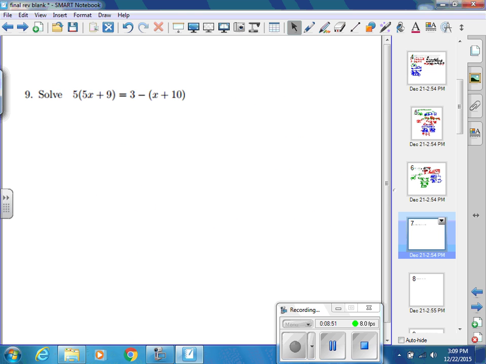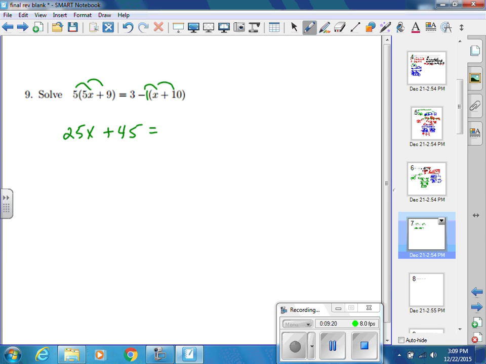Alright, number 9 is asking us to solve. Okay, so looking at this, I'm going to solve for x. I got some stuff to do before I can do that. So, to do that, I need to distribute that 5 in. And over here, this is like a minus 1, or just a minus sign, but I need to put that into both of these. I can't just start moving stuff around. So, on the left-hand side, 5 times 5x is 25x. 5 times 9 is 45, okay?